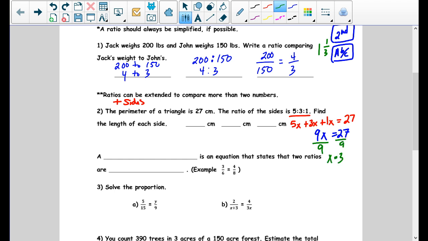So is that the side length? No, that's what I need to multiply each one by. So to get the first side length, I take 5 times 3. I get 15. I then take 3 times 3, and I get 9. And the last one's 1 times 3, or just 3. So 15, 9, and 3 are my 3 side lengths. Right? So that's that extended ratio.